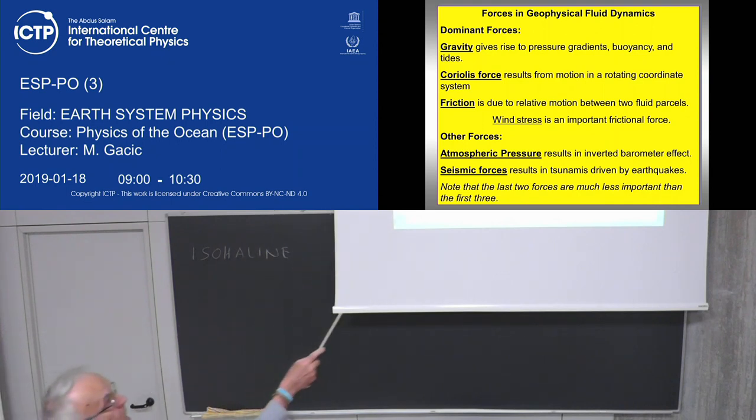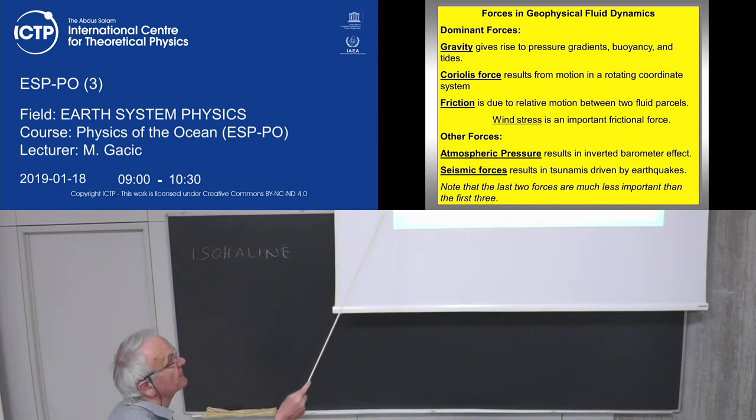Then we have the Coriolis force, which results from motion in a rotating coordinate system, another important force which determines some very simple solutions of the equations of motion, which are a very good approximation of the steady motion in the ocean. Then we have friction, which, as you know from other parts of physics, is due to relative motion between two fluid parcels. If they move with different velocities, you have friction between them. And then wind stress, the force at the surface of the ocean, is an important frictional force which generates motion in the ocean.